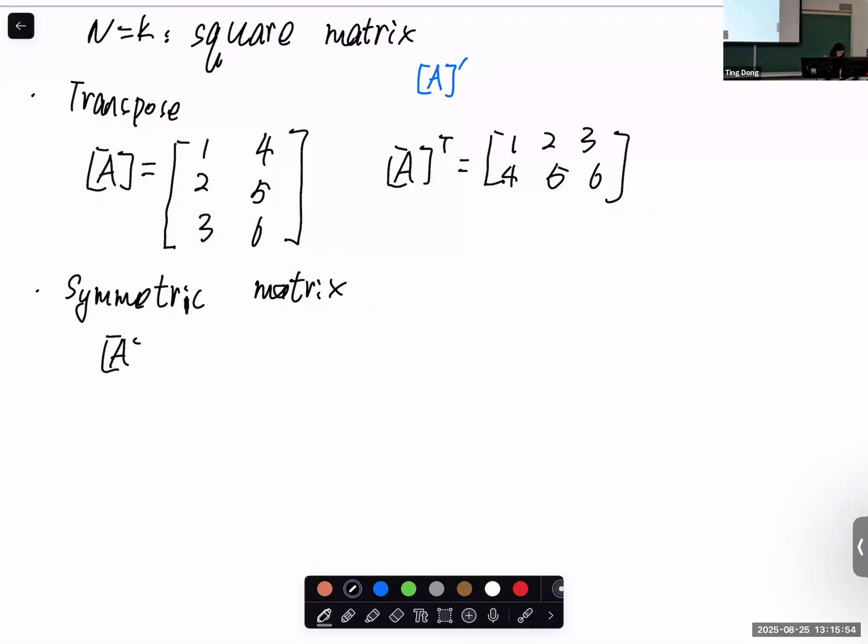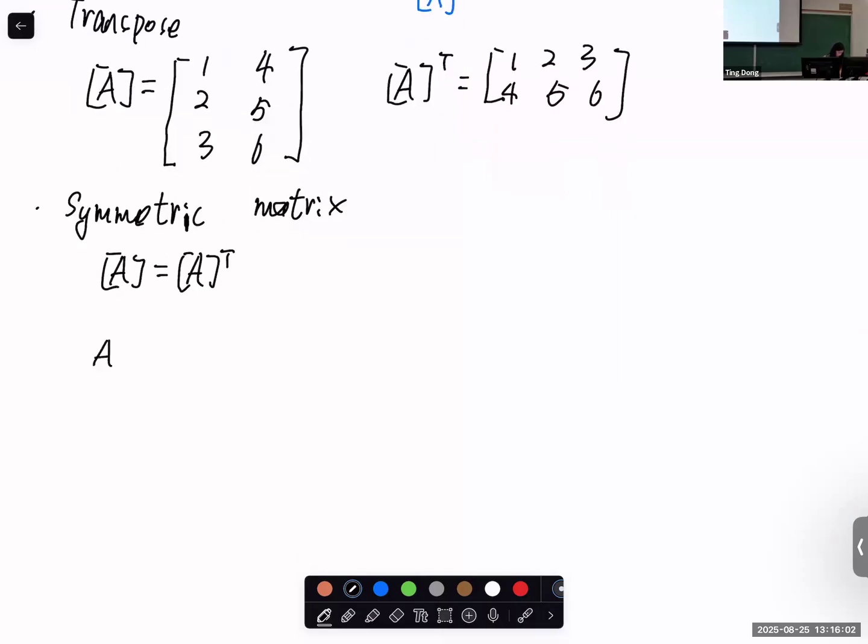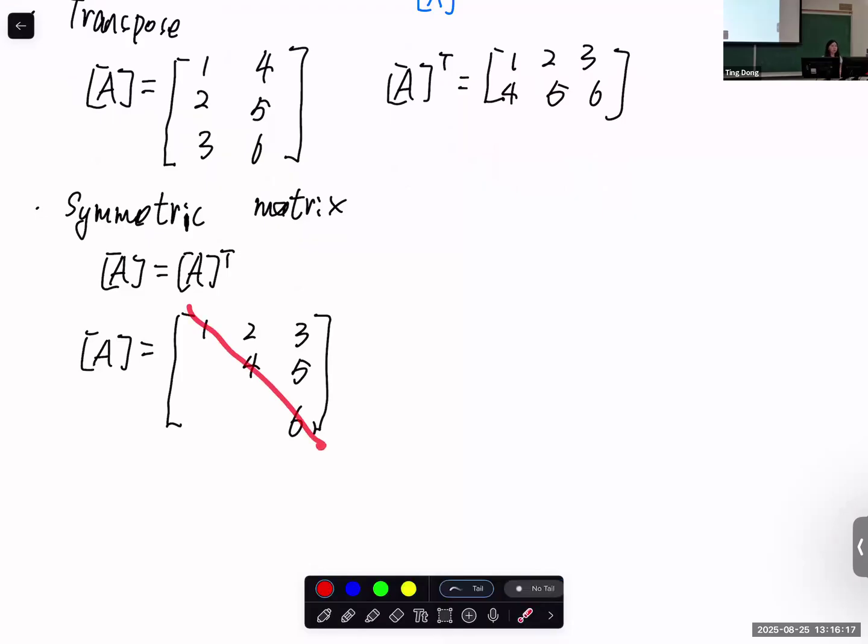So basically, is A equal to A transpose? Let's write a very simple example here. Let's assume we have a 3 by 3 matrix with 2, 3, 4, 5, 6. This symmetric matrix is symmetric about the diagonal terms. So the remaining components should be 5 here, 3 here, 2 here, and it is equal to A transpose.